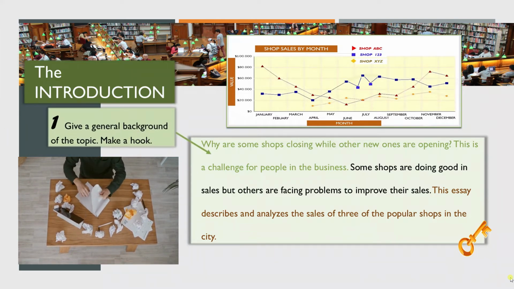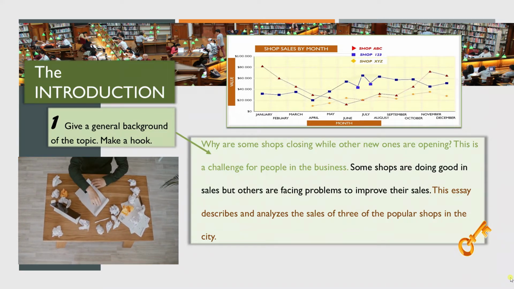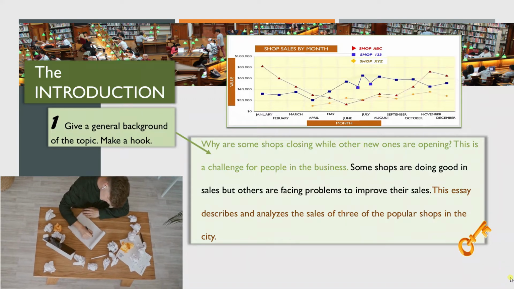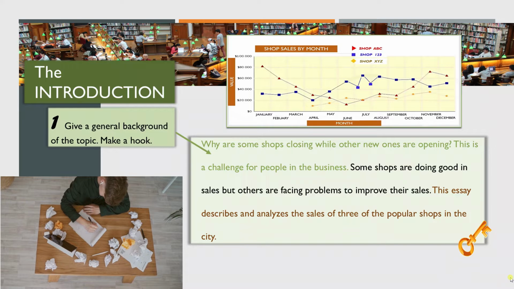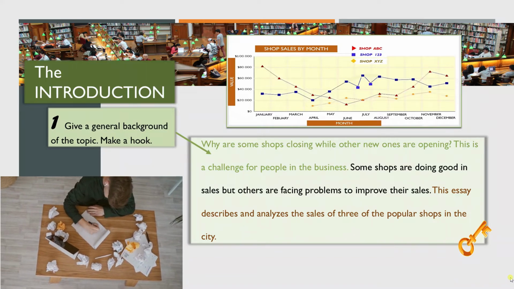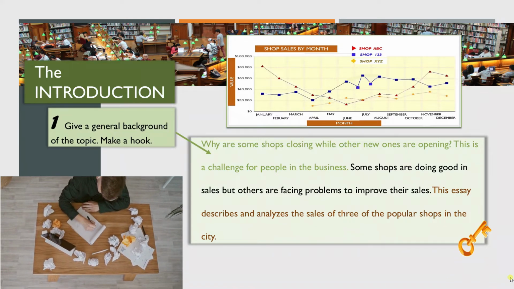A good introduction has three major parts. Start with a hook. A hook grabs the attention of the reader. In this model introduction, the hook is a question. Why are some shops closing while other new ones are opening? You can also start with a quote or an anecdote. These are the popular ways to make a hook.